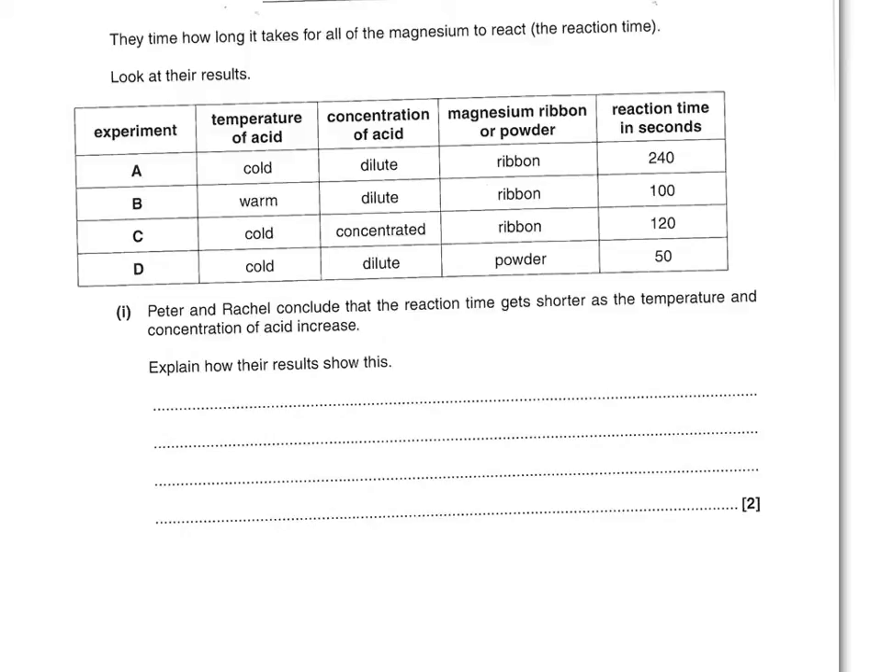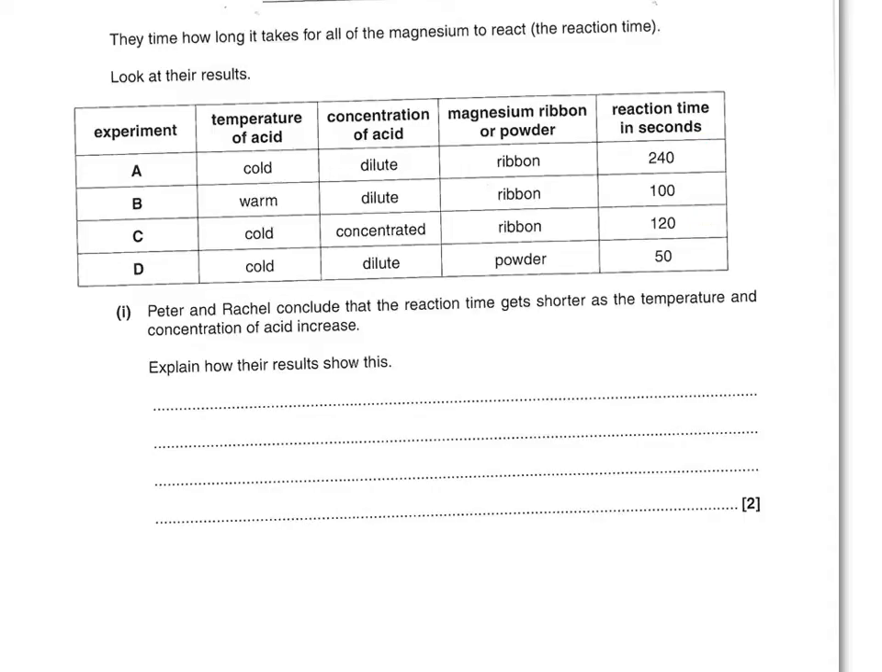You've got to make sure that your ribbon or the magnesium is the same form, because if you go from ribbon to powder, that's increasing your surface area. So if you chose C and D, then actually you're changing two things, which you shouldn't do in a fair test. So you've got A and C, which are both cold. You've gone from dilute to concentrated, and they're both ribbon, and you can see that reaction time has halved.